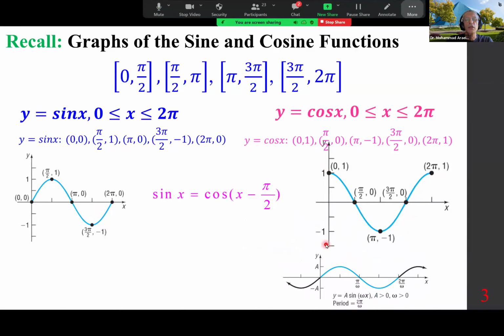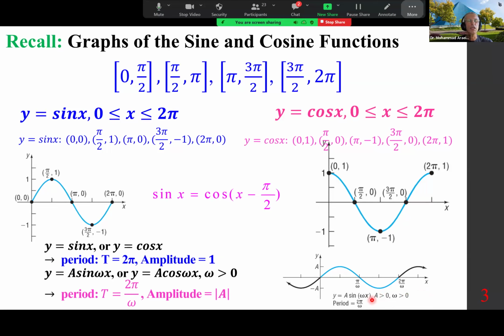Now, if instead of basic sine or cosine, we have y equals a sine omega x, we are assuming a is positive, omega is positive, the period is 2 pi over omega. Therefore, when y is sine or cosine, period T equals 2 pi, amplitude is 1. When y is a sine omega x or y equals a cosine omega x, period T is 2 pi over omega, amplitude is the absolute value of a. So that's the synopsis of what we've learned about sine and cosine.